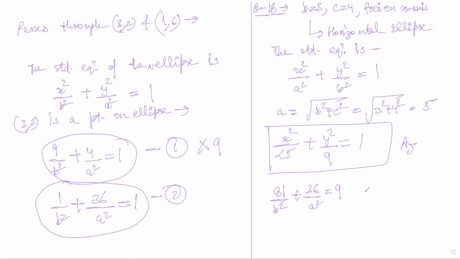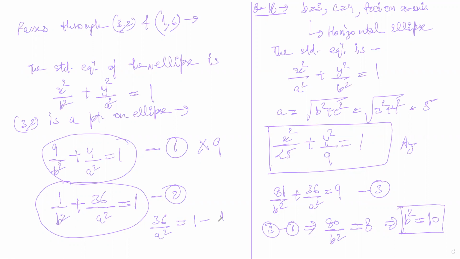So this would become third minus first, which would be 81 upon b square minus 1 upon b square, which would be 80 upon b square is equal to 8. Hence, b square is equal to 10. If b square is 10, we can find out the value of a square using this. So 36 upon a square is equal to 1 minus 1 upon 10. This would be 9 by 10, which would be a square is equal to 40.